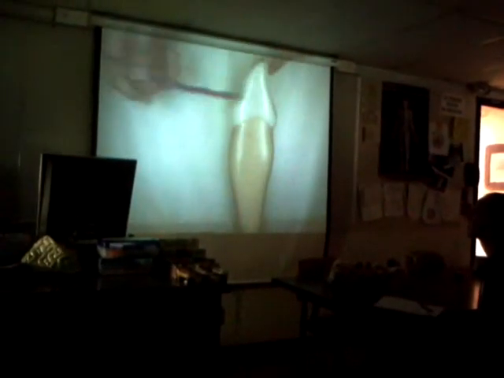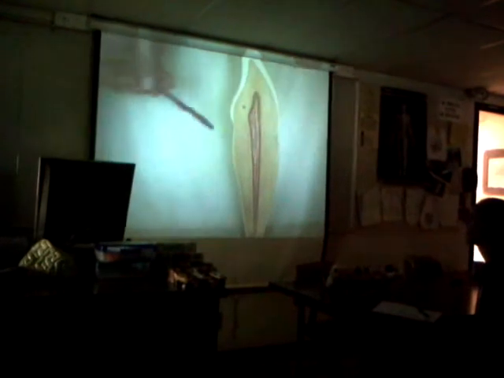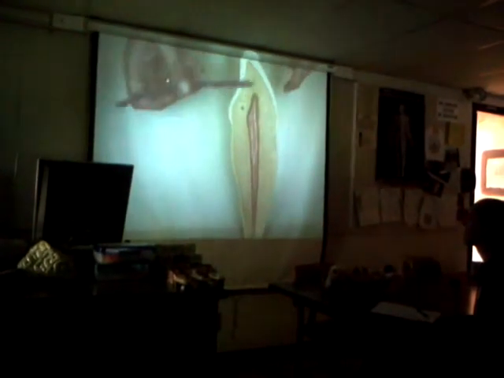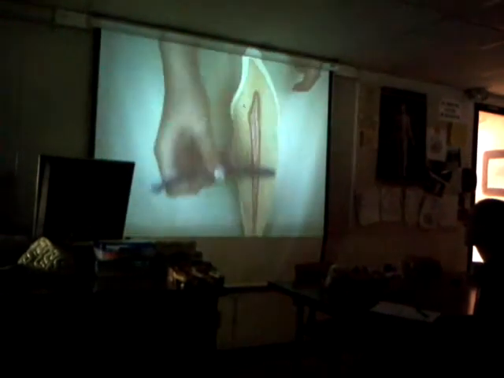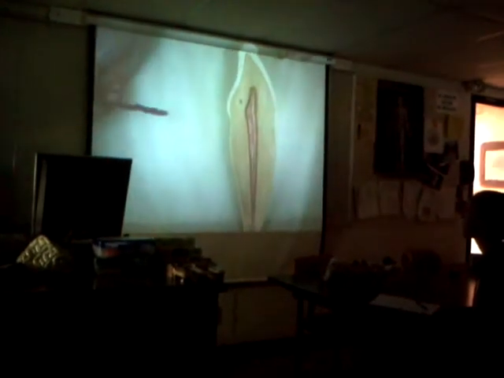And then the last thing I wanted to go over, well, there's two other things. Real quick, your tooth: this is the crown, the neck, and then the roots, enamel, and then dentin, and then this is your pulp cavity right here.